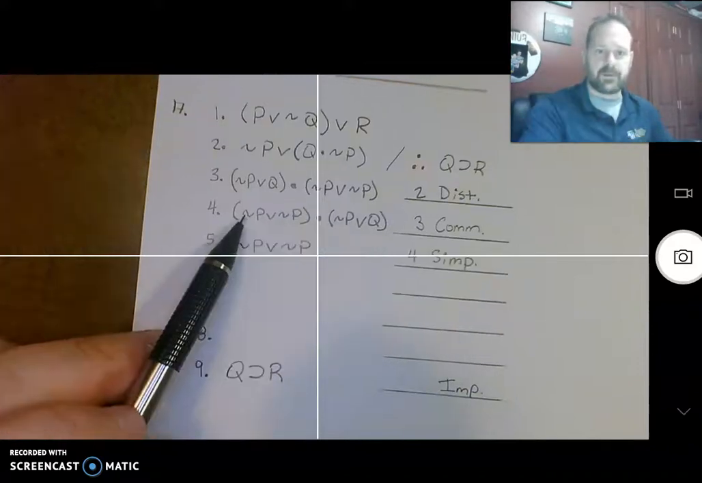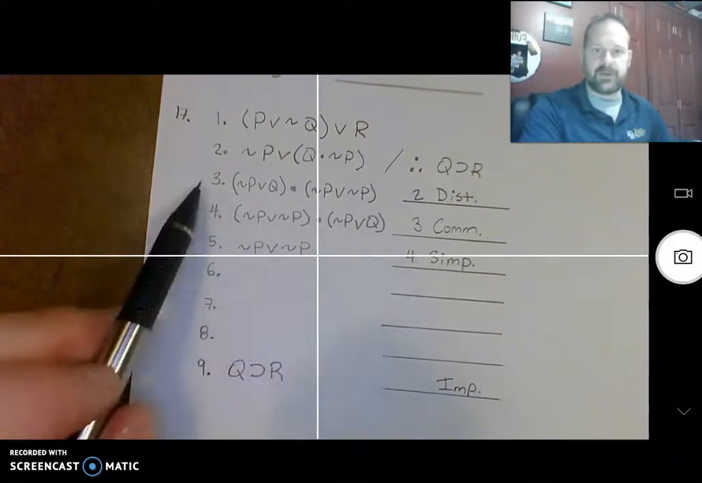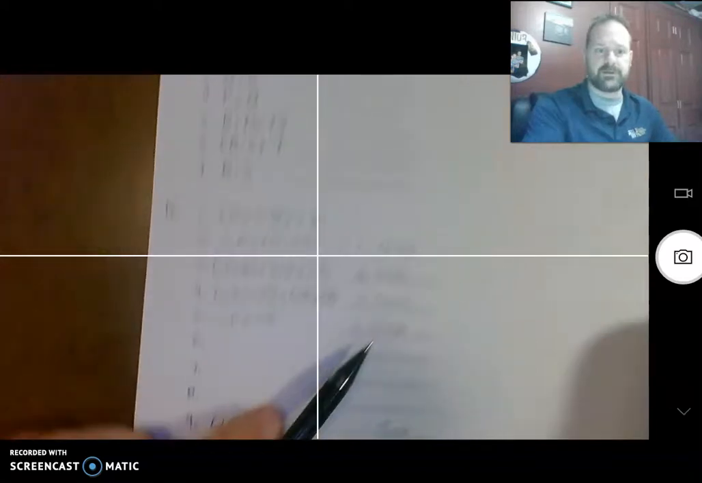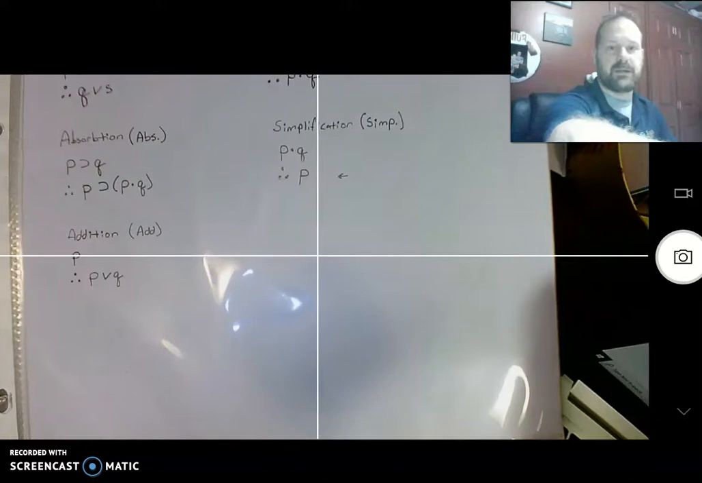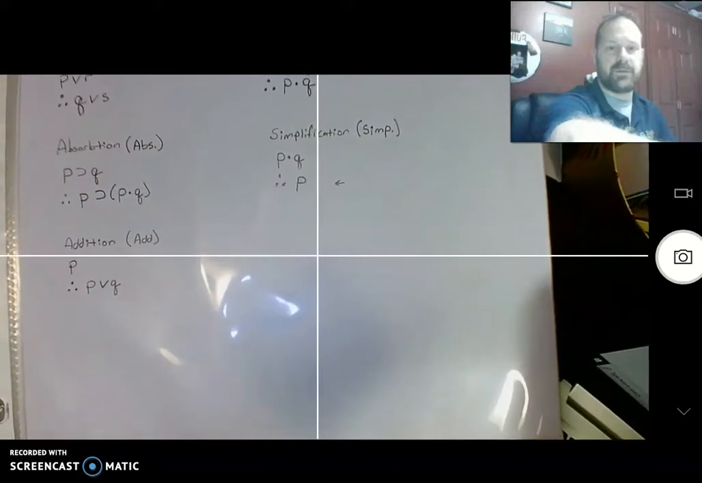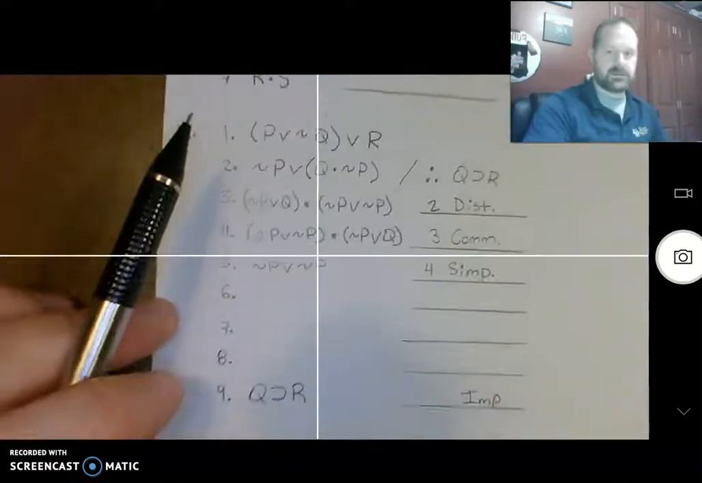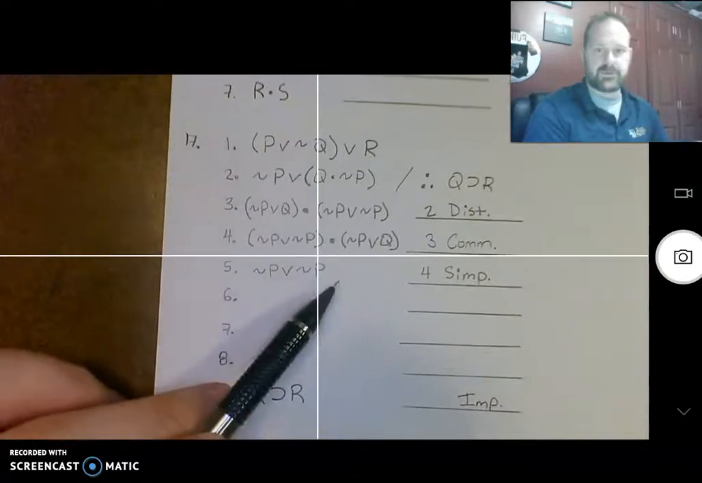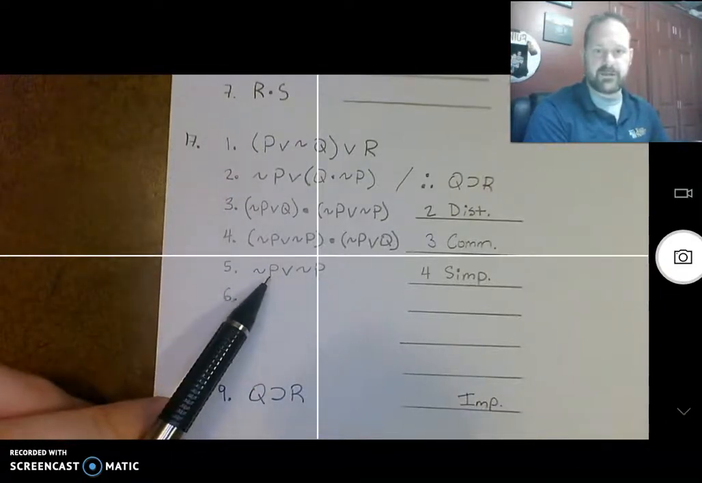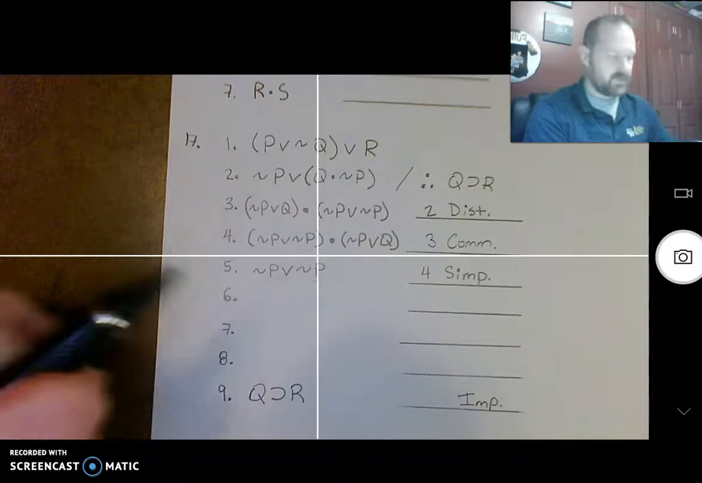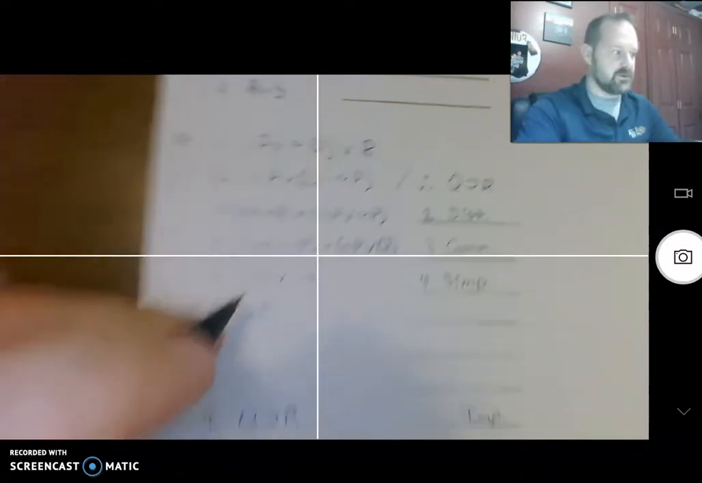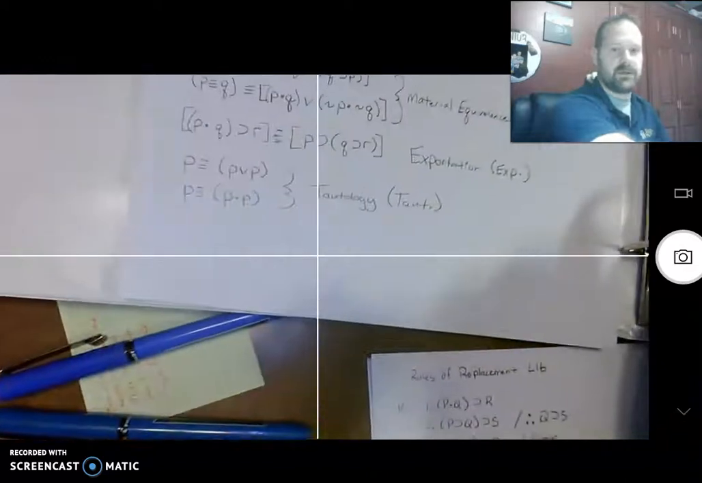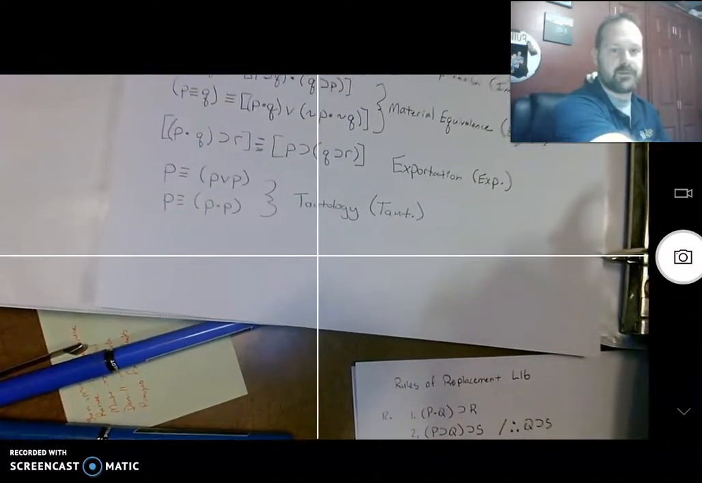Watch what I did. I use line 4, simplification. Look up here, simplification: P and Q, therefore P. So now this one should be pretty easy. This is simply going to become not P. This one's your tautology.